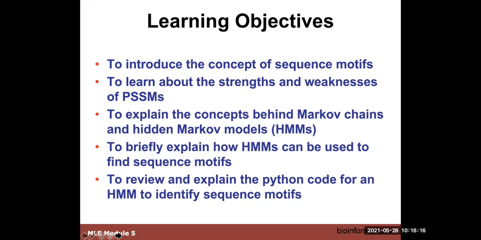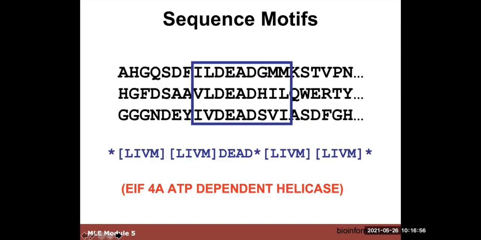So with module five, we're going to talk about sequence motifs, because this is primarily where hidden Markov models have shone. We'll talk about both text regular expression comparisons, as well as something called position-specific scoring matrices, or PSSMs, to identify sequence motifs. Then we'll introduce the concept of Markov chains and hidden Markov models and how we can use HMMs to identify sequence motifs. So then we'll go through the Python code for a real HMM. And then I think most of you will soon appreciate just how difficult they are.